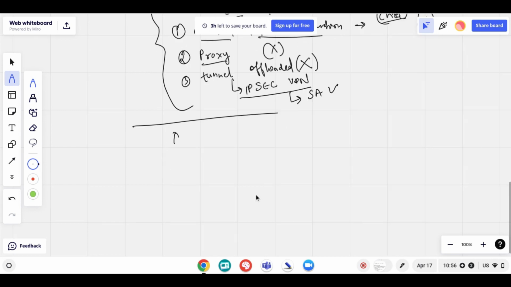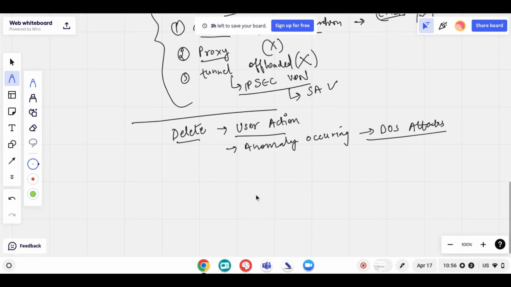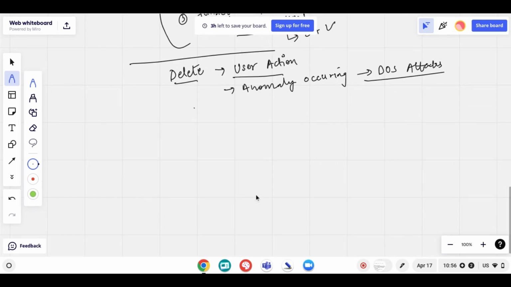Okay, delete is basically a counter of the number of firewall sessions that were deleted, either by user action, so the admin can directly delete those sessions, or else because of specific requirements due to an anomaly occurring, which is basically your DoS attack. There are a number of packets, so in that case the delete function comes into the picture. So we are going to take each of the scenarios.